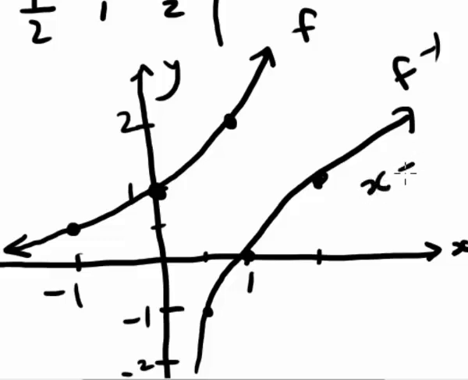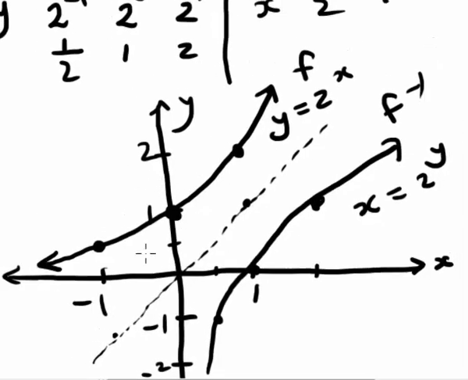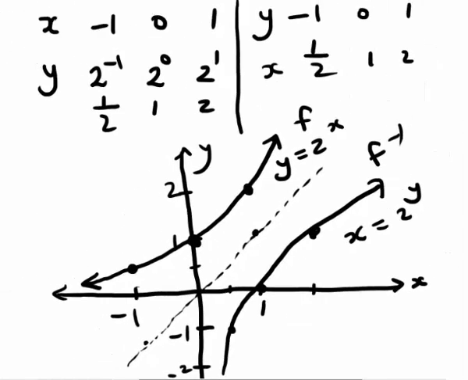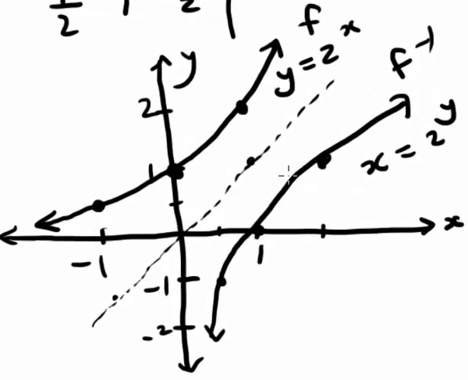This is x is equal to 2 to the y. This one is y equals 2 to the x. And if you plot your little line y equals x, look at this. Definitely a clear reflection about the line y equals x. Also notice that the inverse is also a function because no matter where you go, a vertical line will only cut once. So the inverse of an exponential is also a function.